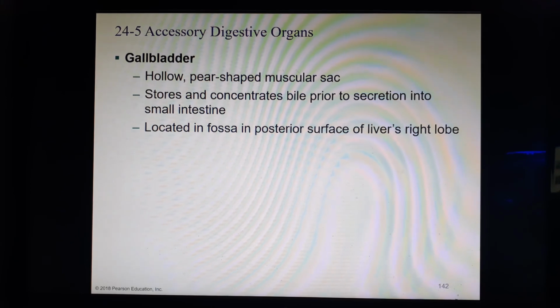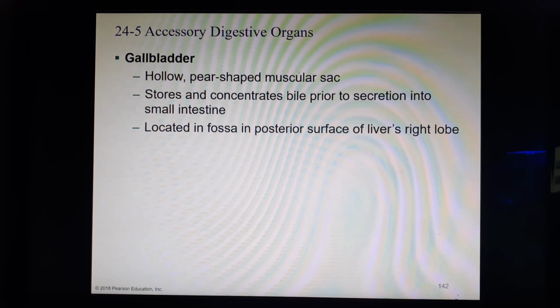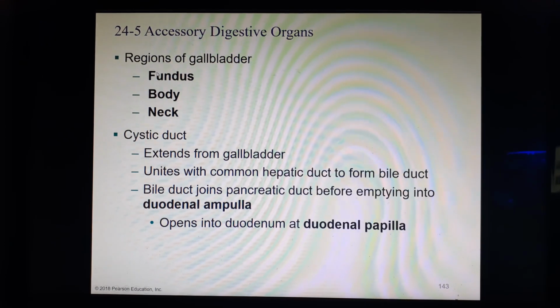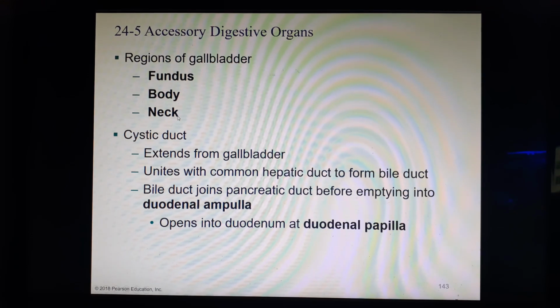Okay, the gallbladder. We have already seen it. We had an introduction. It's a hollow, pear-shaped muscular sac whose only job is to store and concentrate bile. It doesn't make the bile. It just holds it until it receives the signal of cholecystokinin to secrete the bile into the bile duct. It also has 3 regions: a fundus, a body, and a neck. The fundus is the rounded portion, the widest part. Then comes the narrower body, and then the very narrow neck before it joins the cystic duct.